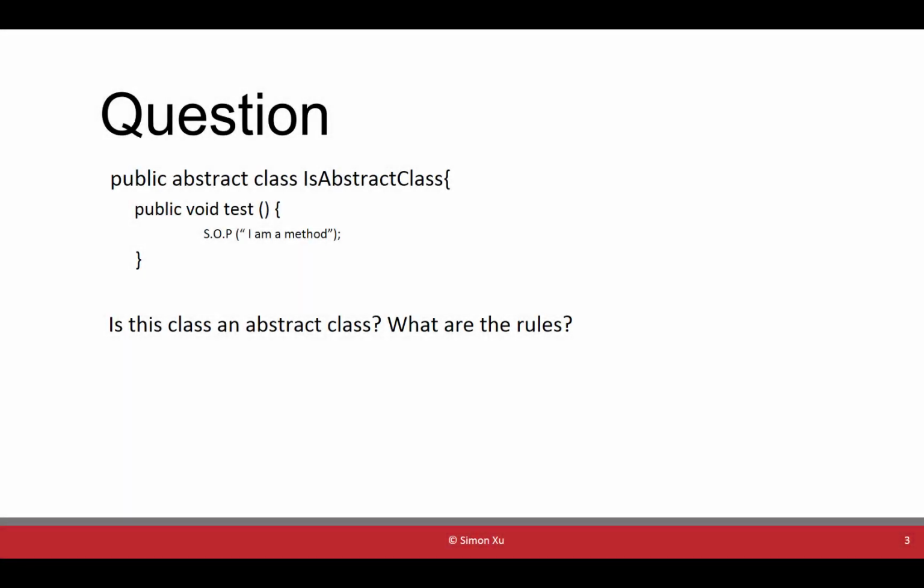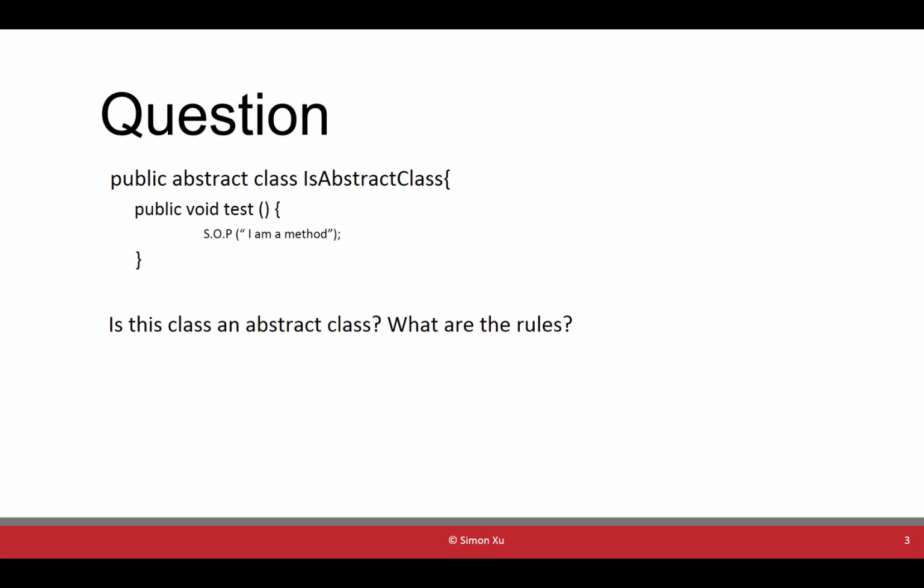Check this class. Is this class an abstract class? This class does not have an abstract method. What are the rules for abstract class? If a class has one or more abstract methods, then that class must be declared as an abstract class. If a class does not have an abstract method, if you want, you still can define that class as an abstract class by putting the keyword abstract in the front of class.